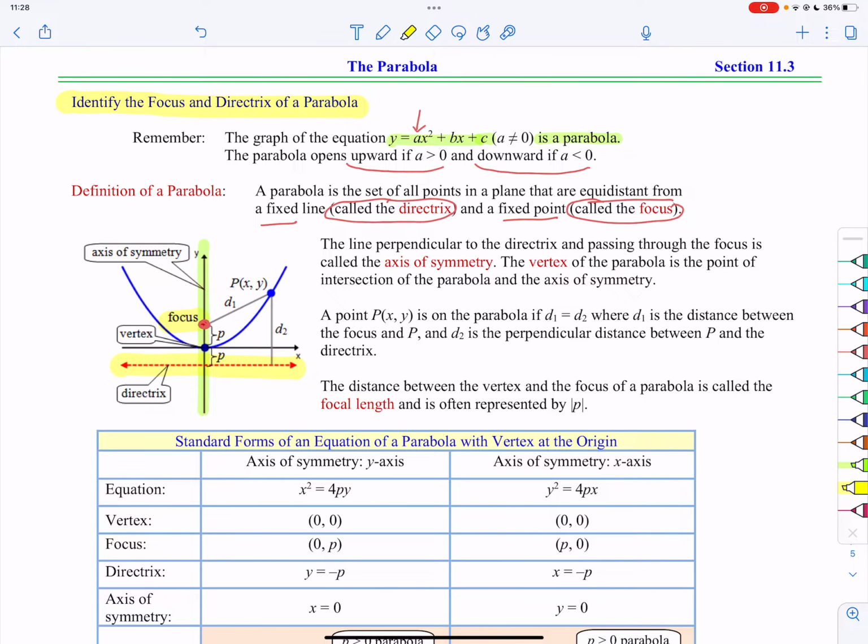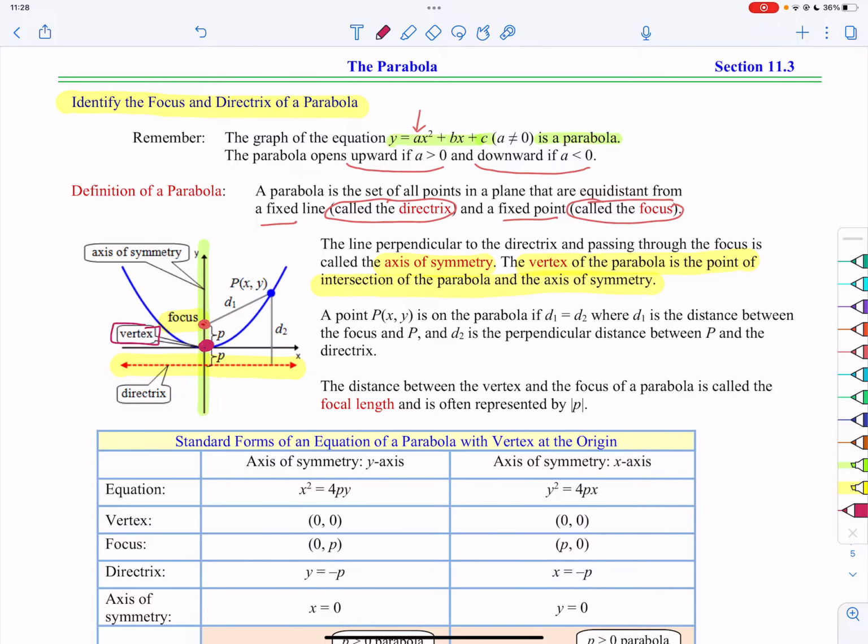Okay, the line perpendicular to the directrix and passing through the focus is called the axis of symmetry. And the vertex of the parabola is the point of intersection of the parabola and axis of symmetry. So that's pretty important. Right here, we have our vertex. Okay, that's the intersection of the parabola itself and this axis of symmetry.